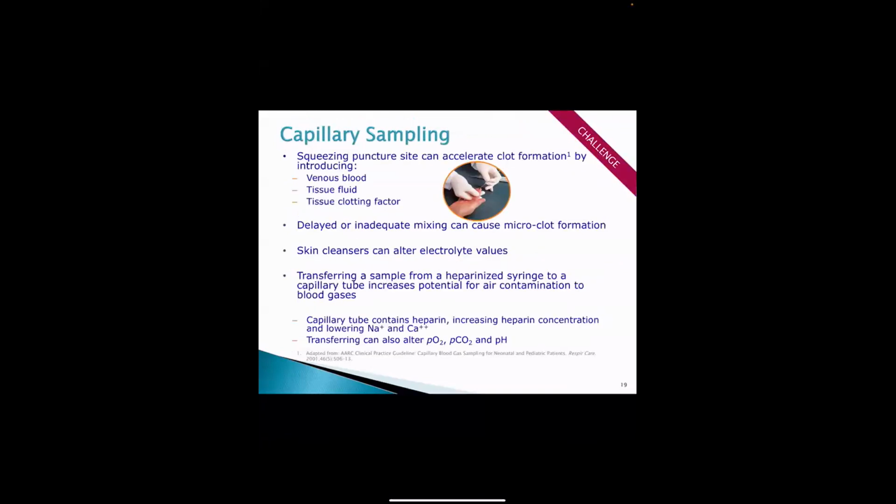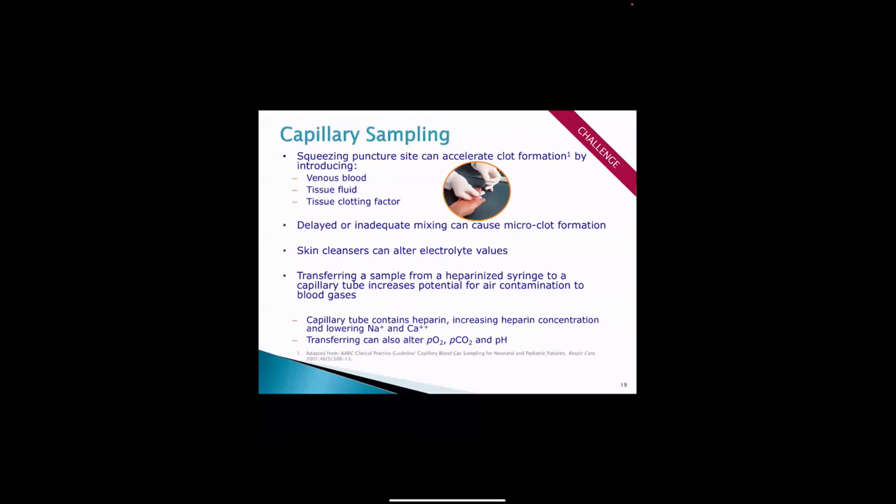Another challenge is capillary sampling. In practice, squeezing the puncture site can accelerate clot formation. And remember, capillary blood is not arterial. It is a mixture of arterial blood, venous blood, capillary blood, and also tissue fluid. So squeezing the site can compromise the accuracy and promote microclot formation.